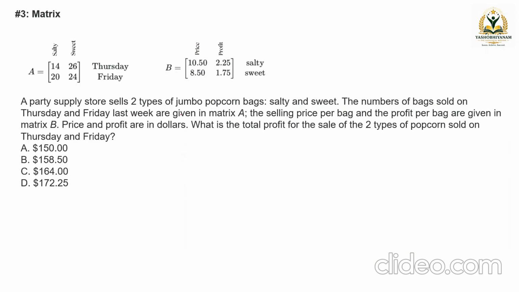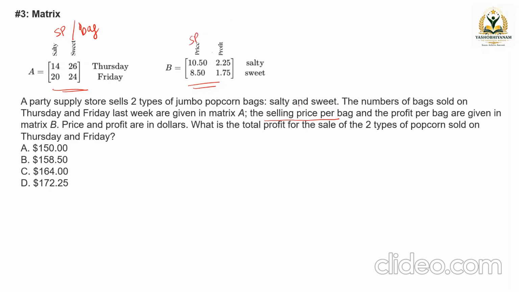at the answer. A party supply store sells two types of jumbo popcorn bags, salty and sweet. The numbers of bags sold on Thursday and Friday last week are given in the matrix A. The selling price per bag and the profit per bag are given in the matrix B. Price and profit are in dollars. So there is one matrix, the other matrix is B. Matrix B is going to give you the selling price and the profit.